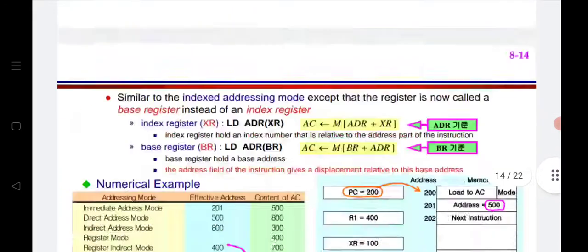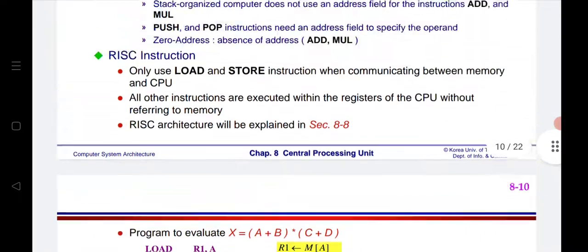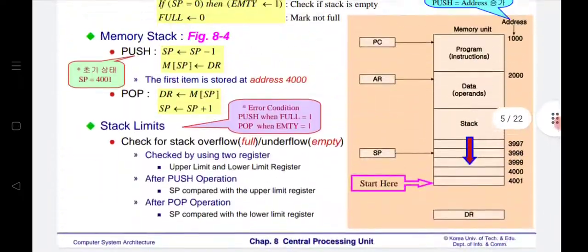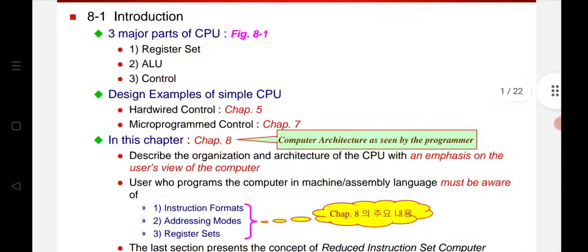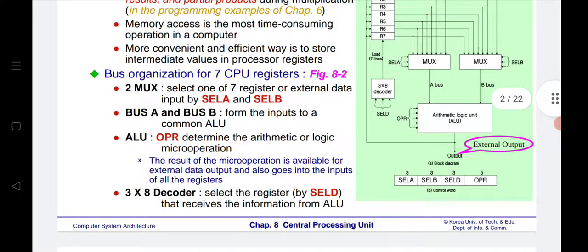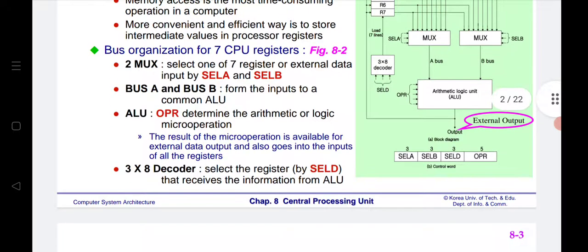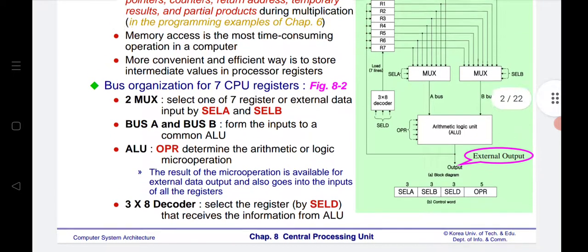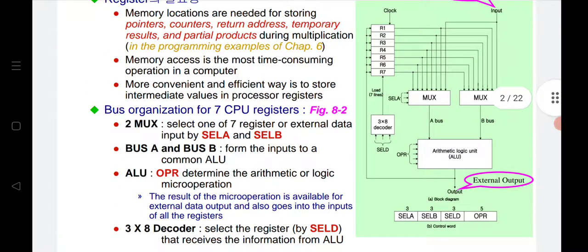Now, if you look at the previous diagram, down at the bottom you have the control word. In this control word, the first field is select A, which is of 3 bits, next is select B, which is of 3 bits, next is select D, which is again 3 bits.